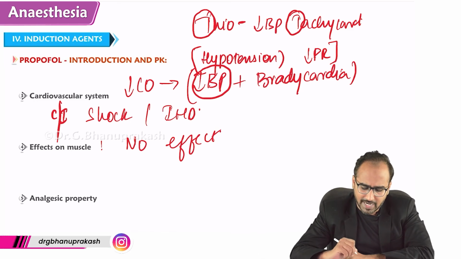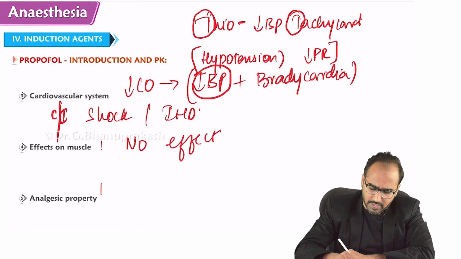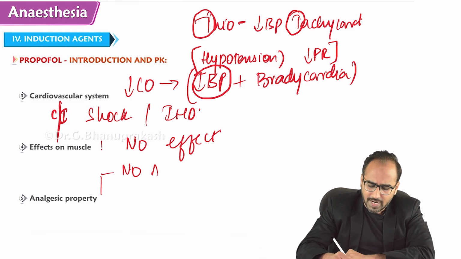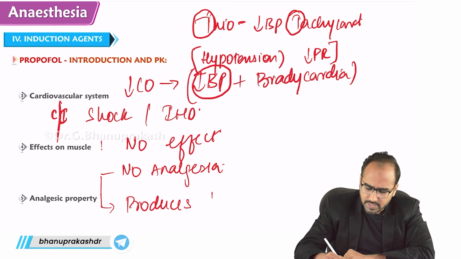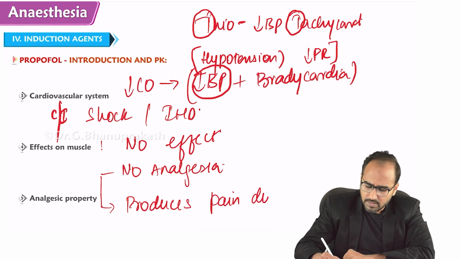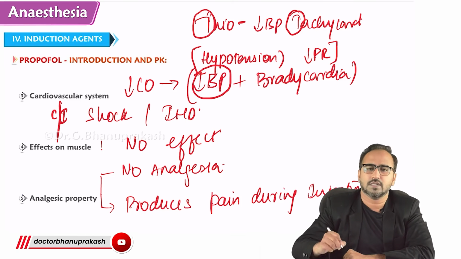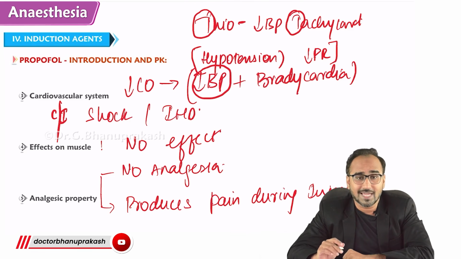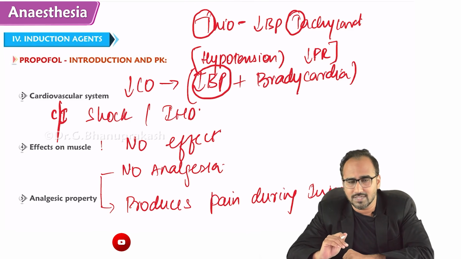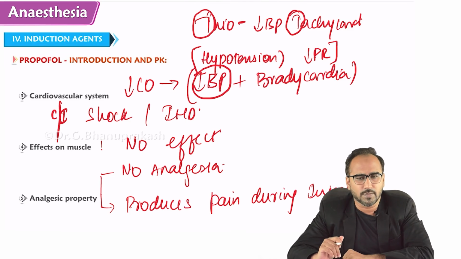What is the last system? Analgesic property, again same like thiopentone, there is no analgesia. Instead, propofol also produces pain during injection. So propofol has no analgesia and it also produces pain during injection. That is the effect of propofol on various systems of the body.